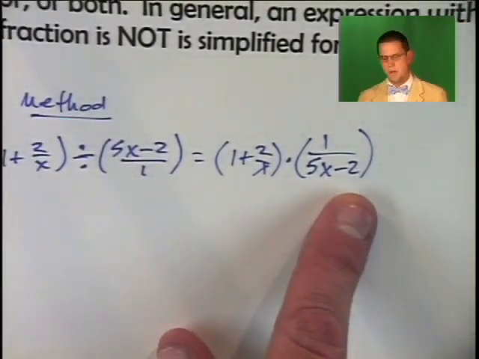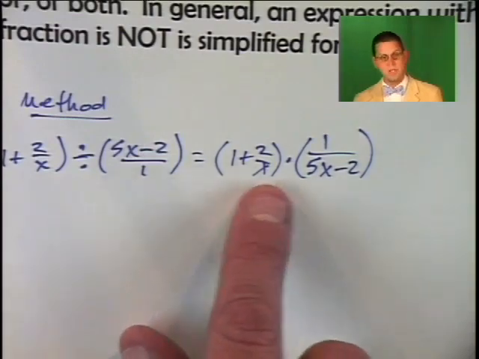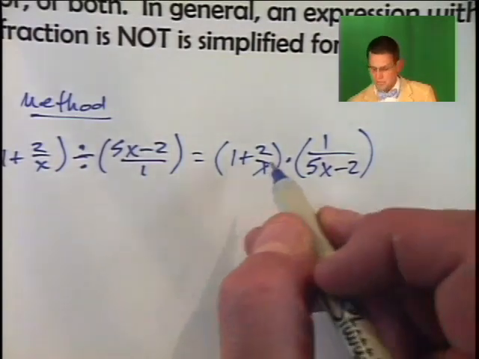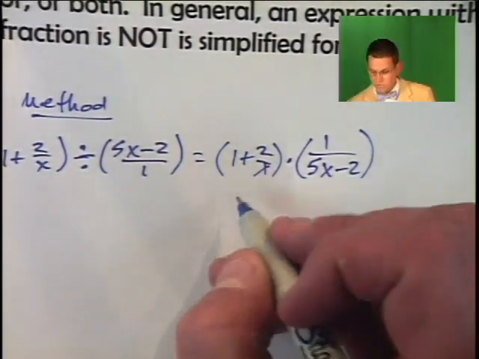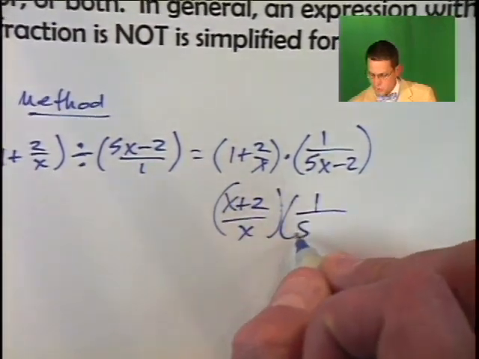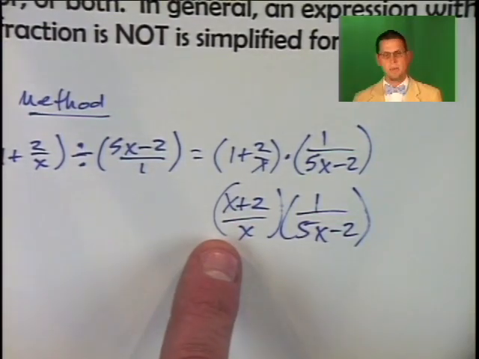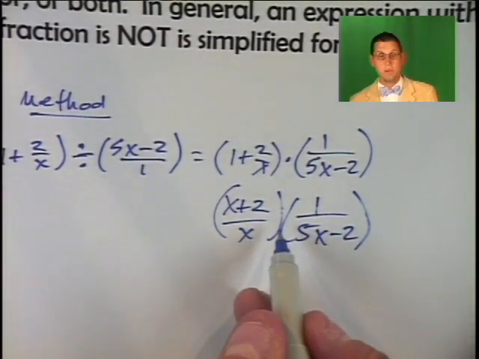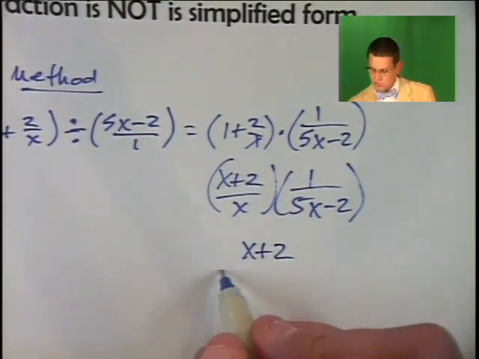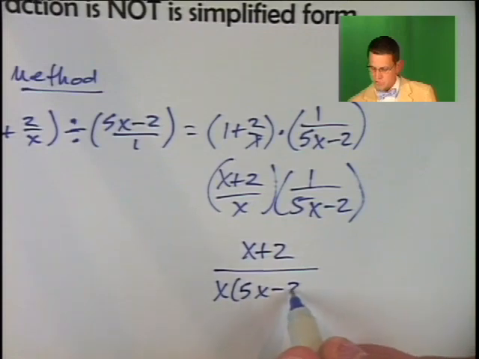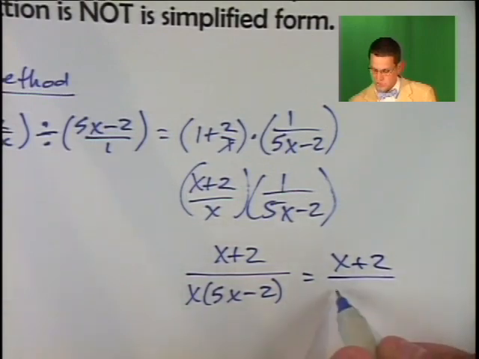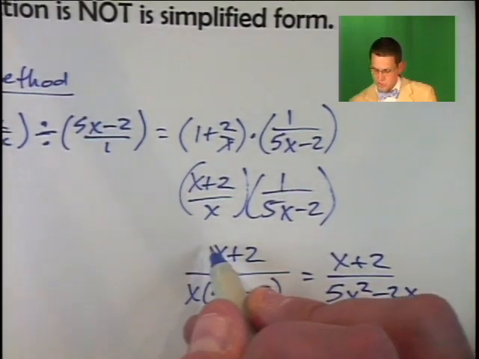Now, in order to multiply these, I need to have a single fraction times a single fraction, which means I need to get 1 plus 2 over x together. I need a common denominator, and it's going to be x. So I'm going to have x over x, which is equivalent to 1, plus 2 over x. So I get x plus 2 over x times 1 over 5x minus 2. So that's getting a common denominator like we just did. Now, since they're multiplied, I can multiply straight across. So I get x plus 2 times 1, which is x plus 2, all over x times 5x minus 2. And that would be a factored version, or if you needed to expand it, this one's real easy, it would be 5x squared minus 2x. So either one of those would work.